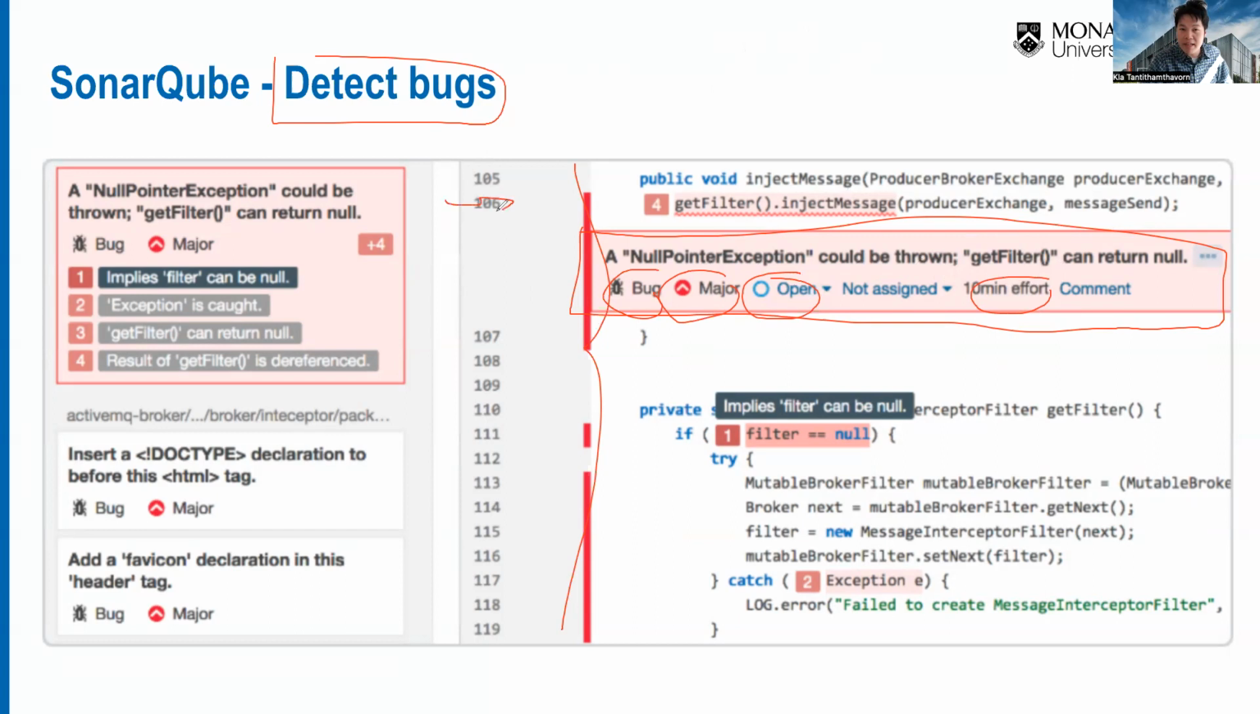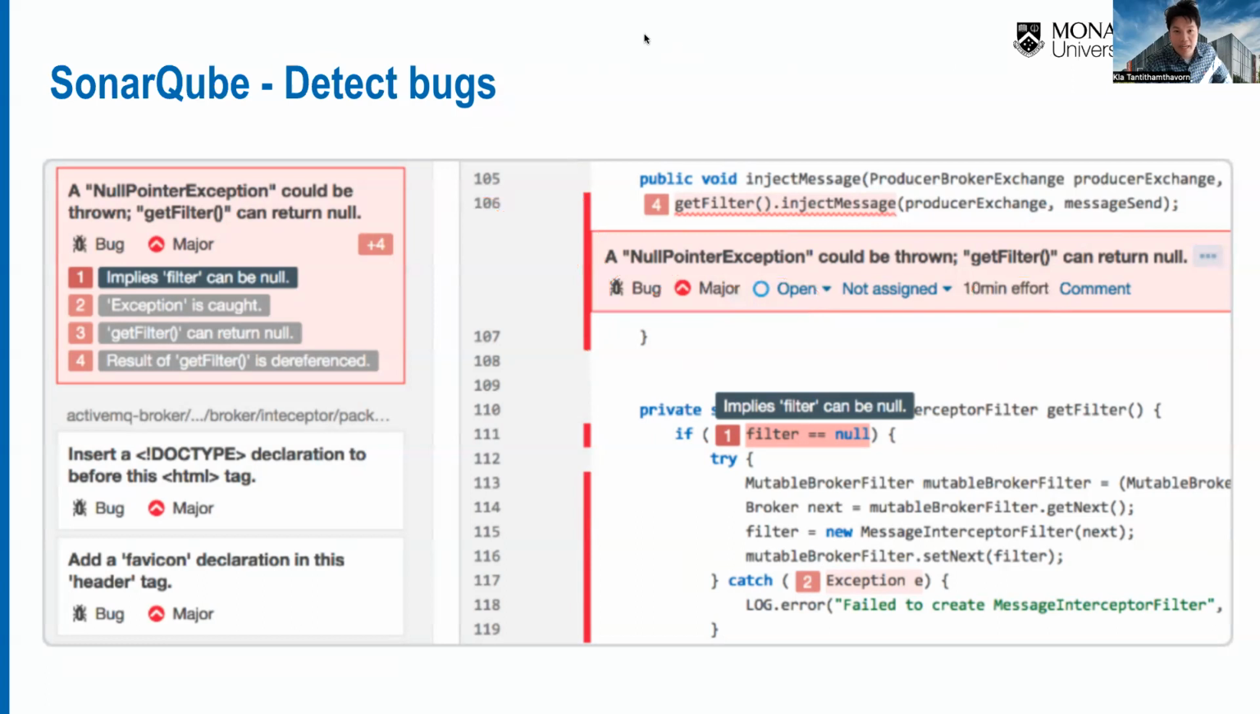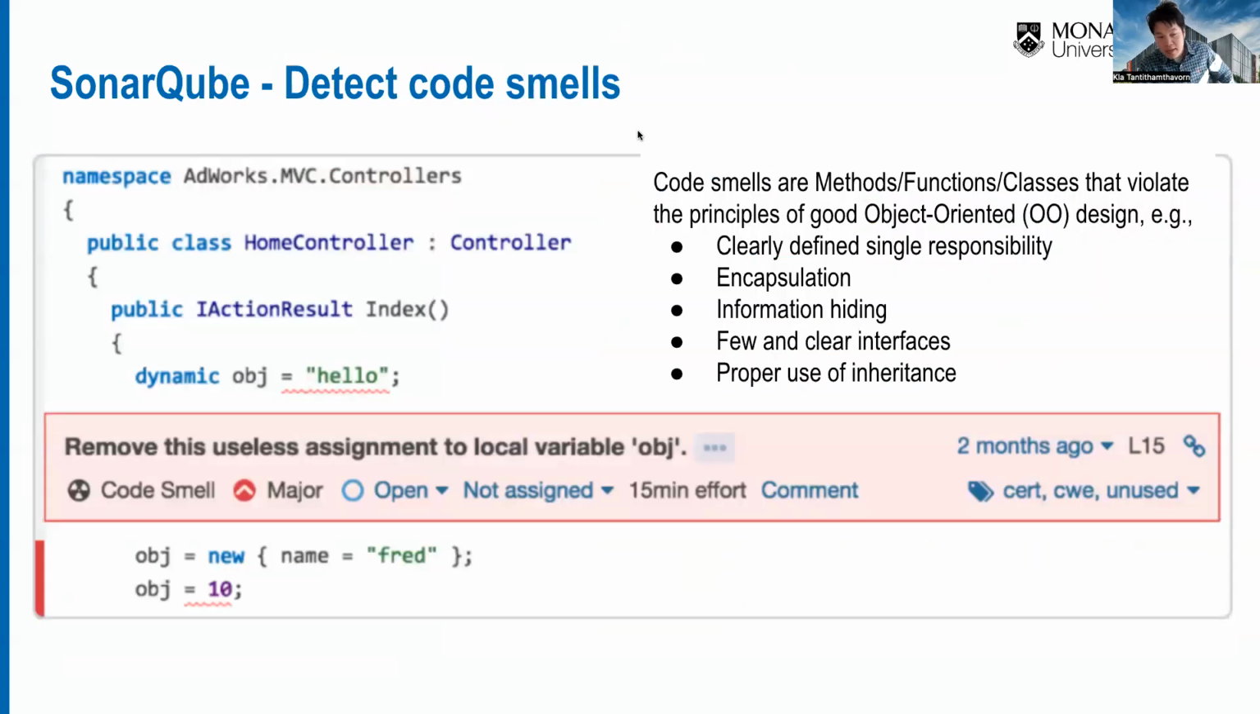Okay. So on the right side, it tells you at the line level which line causes bugs. But on the left side, it gives you a summary of the whole file. For example, this is the whole file in the ActiveMQ system, and these are the issues inside this file. This is an example of bugs in the real world. What about code smell?